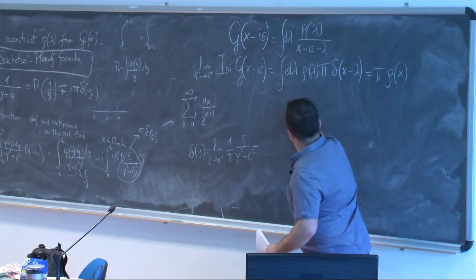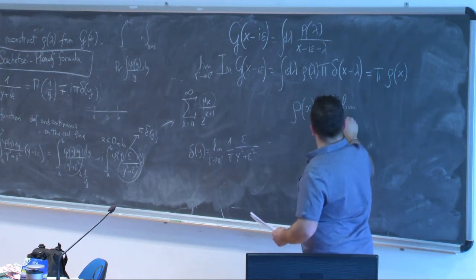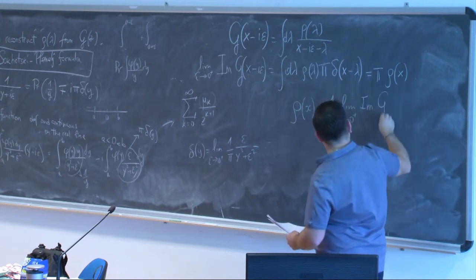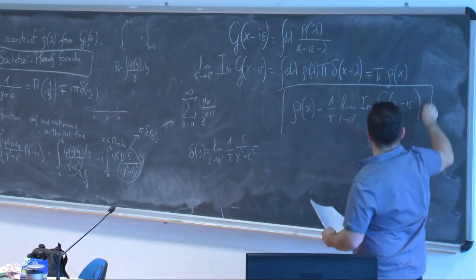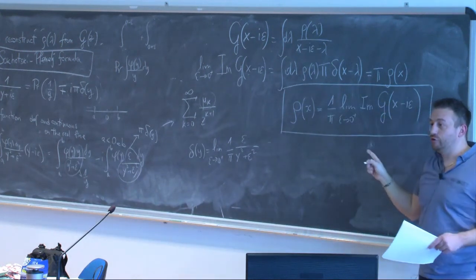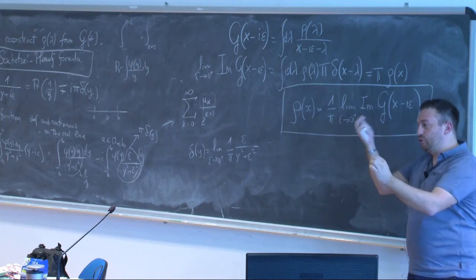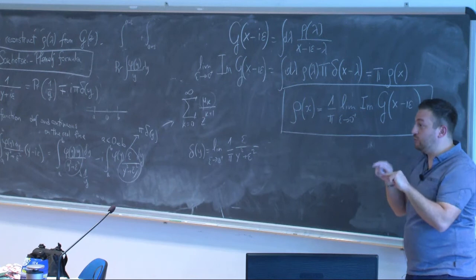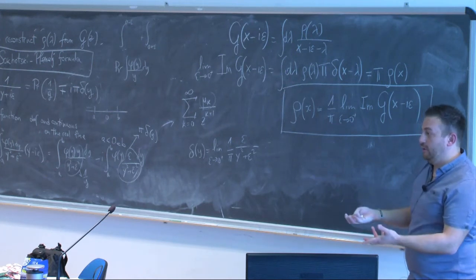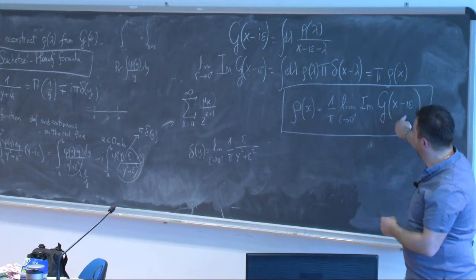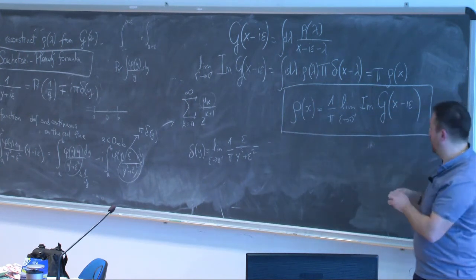So eventually, the spectral density at the point x will be given by 1 over pi, the limit epsilon to 0 plus, of the imaginary part of the Green's function evaluated at x minus a bit of offset on the complex plane. So this is the inversion formula that we were after. We can compute the spectral density at x if we know the resolvent in the complex plane. So it is not enough to know the resolvent on the real numbers. We need to use the complex structure of the argument of G. But by using this formula, we can reconstruct the spectral density if we know G of Z in the vicinity of the point X.